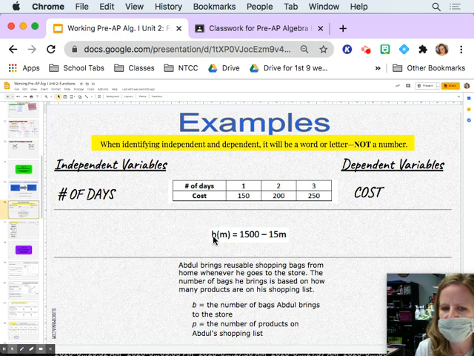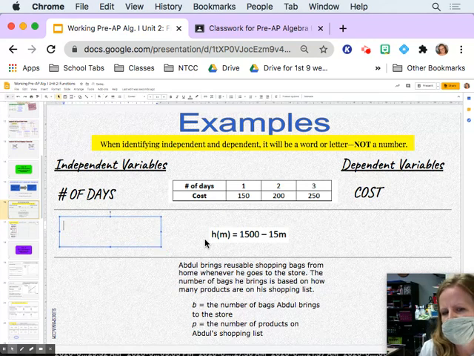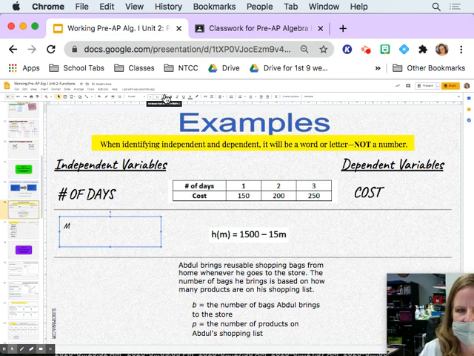Anytime you see a function that has a letter outside and then the parentheses, that would be H of M equals 1500 minus 15M. So in this one, we don't know what h of m and m represent. We could only guess. So we are just going to write the variables. So our independent is our x value. So in this case, our x value would be m. Whatever m represents. We could make it up.